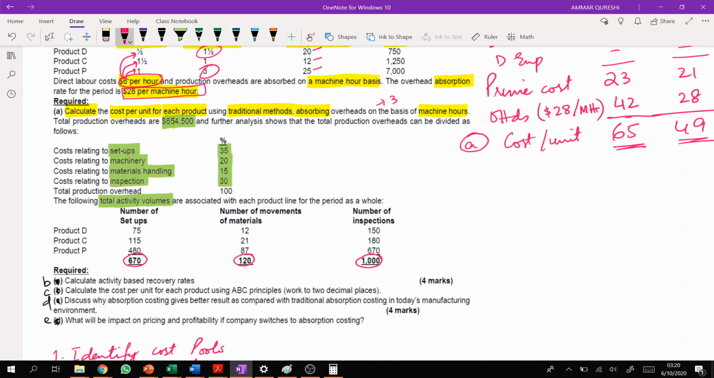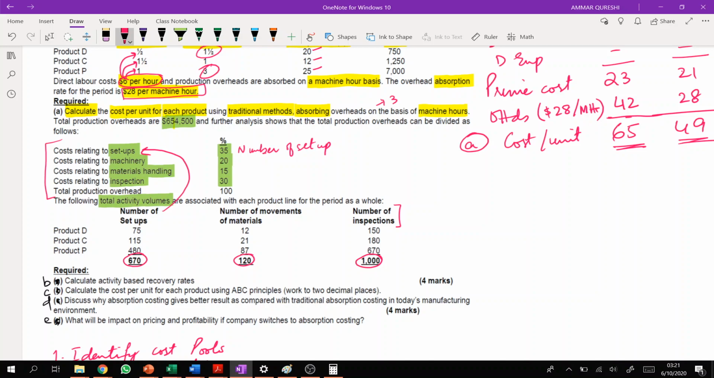Now try to pause this video for a while and try to link these cost drivers with the cost pools given here, and try to identify which cost driver can be related to which cost pool. You may pause this video. Alright, it's simple. Setup related cost can be distributed on the basis of number of setups, right? So this cost can be associated with the first one, right?